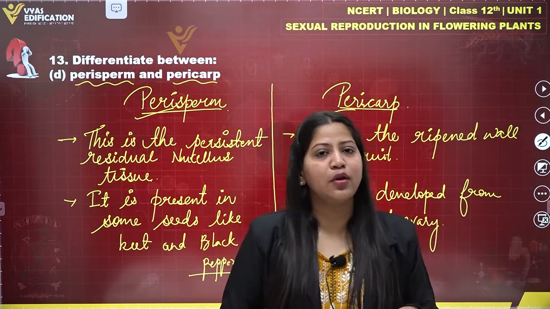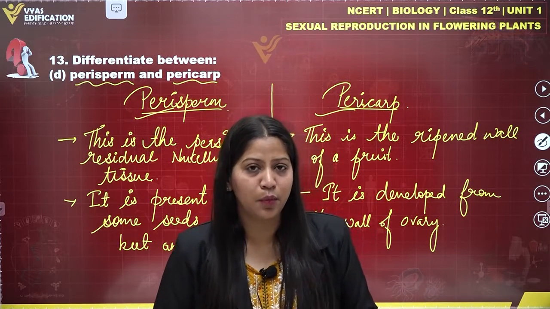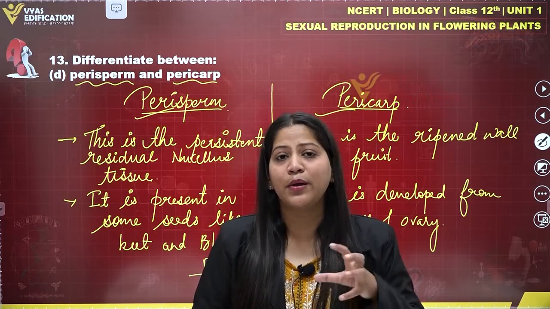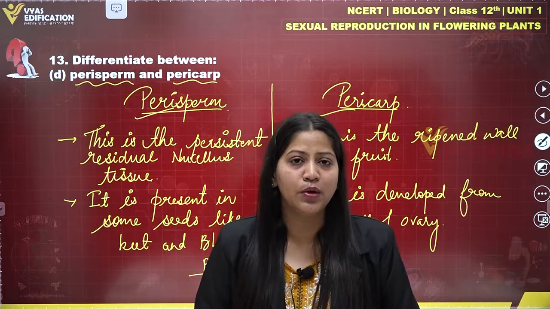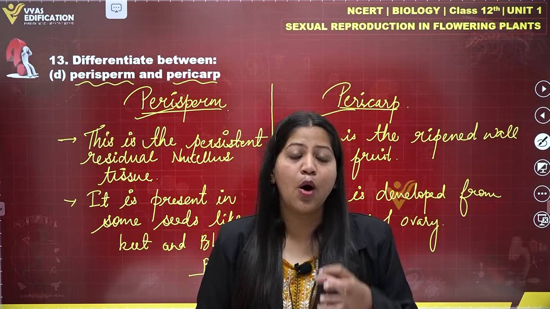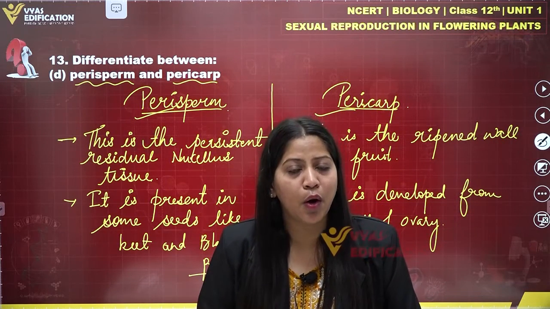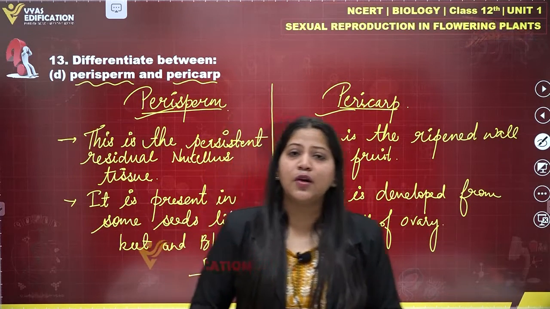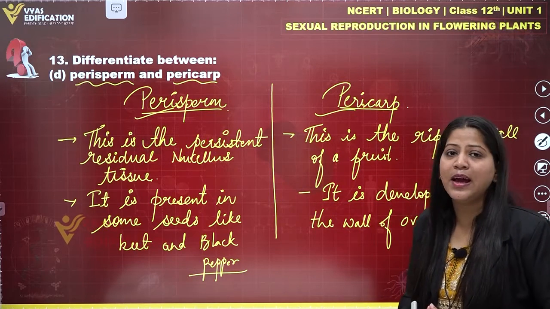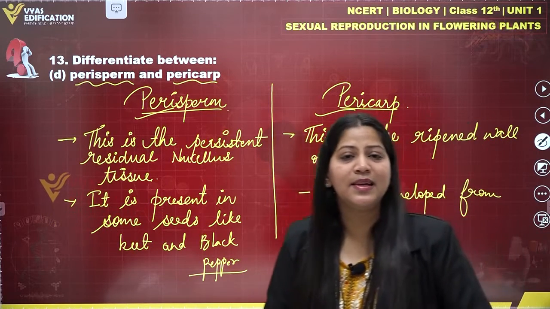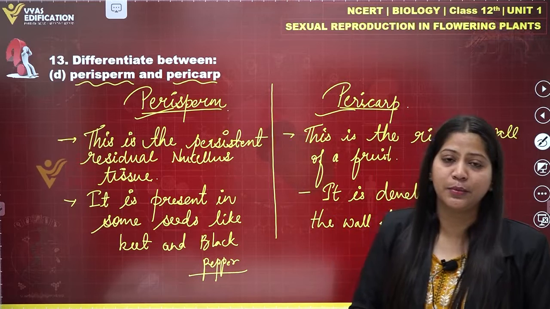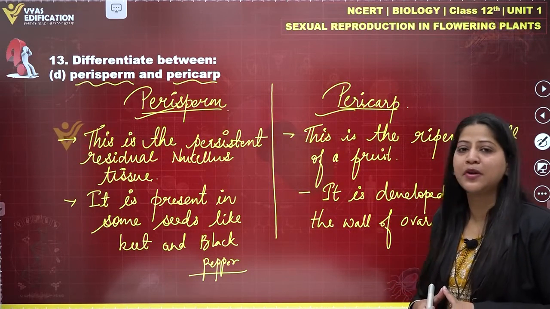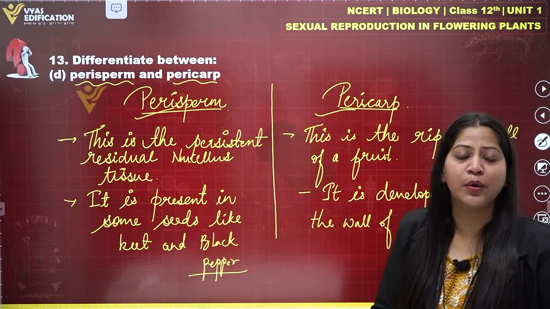Similarly, in case of ovary, we know that ovary has a wall. After fertilization, when ovary converts into fruit, the wall of ovary also converts into the wall of fruit, that is known as pericarp. So this is all about question number 13, and we have completed all the parts A, B, C and D. With this, we have completed the solution of question number 13.